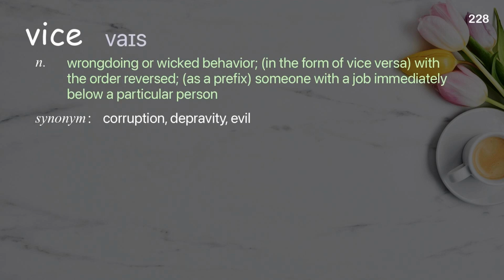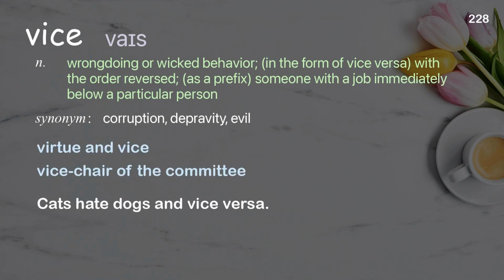Vice. Wrongdoing or wicked behavior, in the form of vice versa, with the order reversed. As a prefix, someone with a job immediately below a particular person. Examples: Virtue and vice. Vice chair of the committee. Cats hate dogs and vice versa.